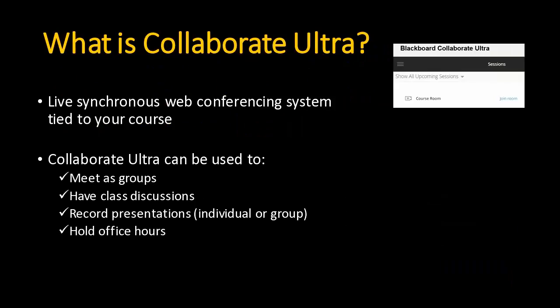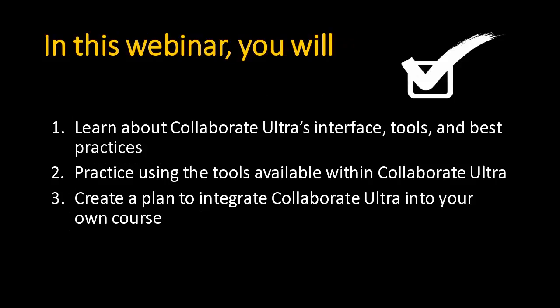So what is Collaborate Ultra? Collaborate Ultra is a web-based conferencing system. It is embedded within every Blackboard course, including your My Workspace shell. You can use it to have live synchronous group meetings and class discussions, record student presentations, as well as hold office hours. In this webinar, you will learn about Collaborate Ultra's interface, tools, and best practices, practice using the tools available within Collaborate Ultra, and create a plan to integrate Collaborate Ultra into your own course.